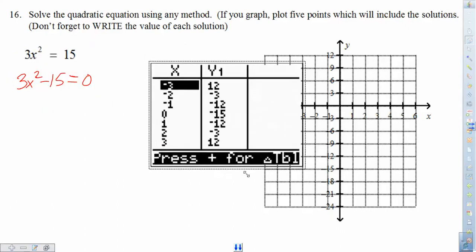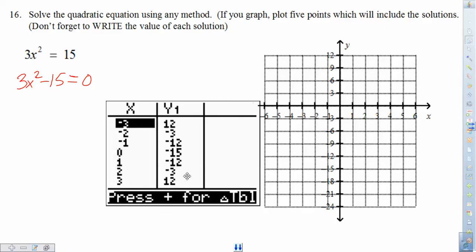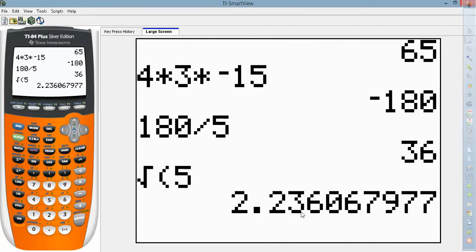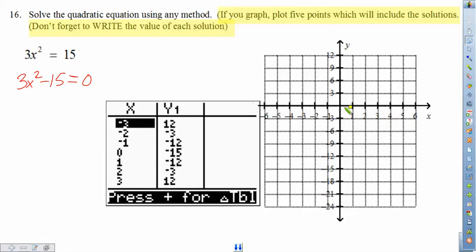Okay, so now let's plot those points. When I'm saying plotting the points here, if you graph, plot 5 points and include the solutions. And what were those solutions again? It was about 2.24. Yeah, 2.25 if you really want to look at it from that point of view here. So we have zeros right here at about 2.25, and then another one over here at -2.25. See? 2 down, 3 more to go.